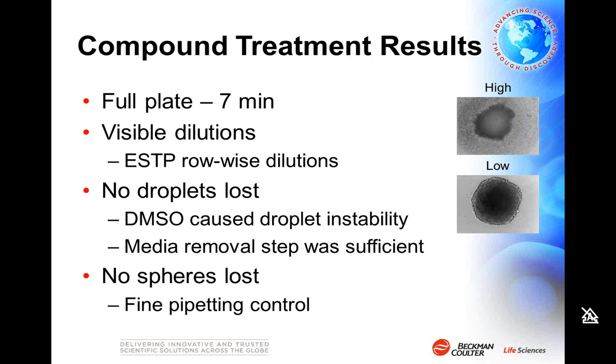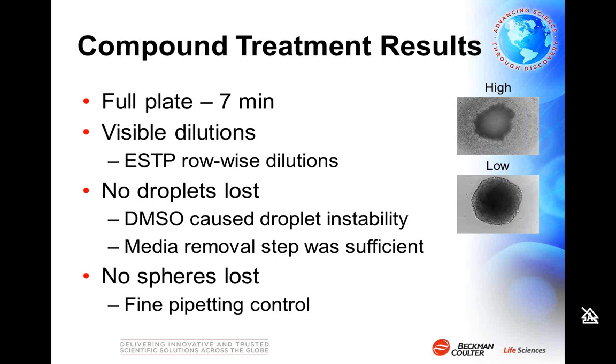The result of this particular step was that we were able to process a full plate, including the serial dilutions, in less than 7 minutes. We were able to observe that there was a visible dilution taking place because some of the compounds we used were fluorescent, and in addition we could see some effects on the spheres in a dilution-wise fashion. This dilution was facilitated by the enhanced selective tip pipetting that I mentioned earlier, which allowed us to do this in a row-wise fashion.